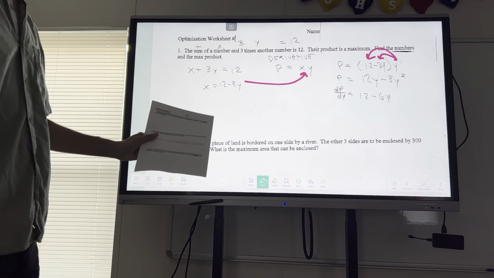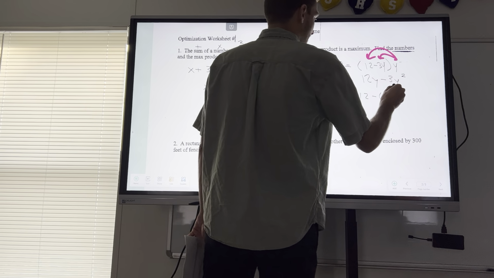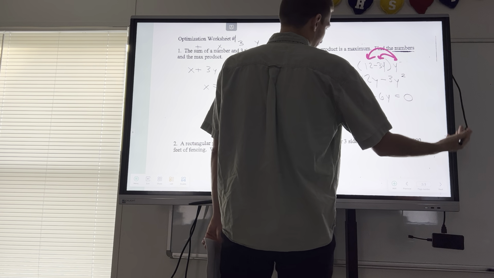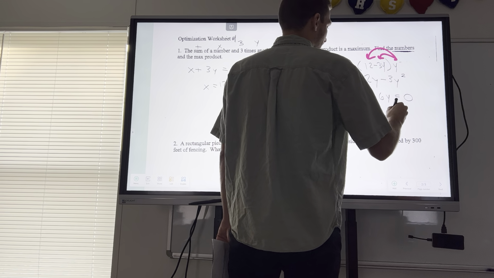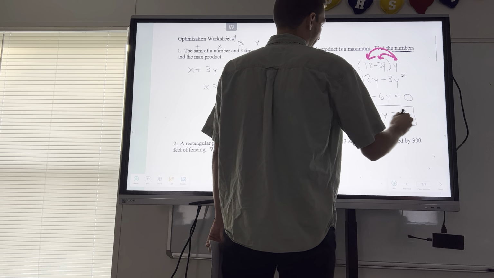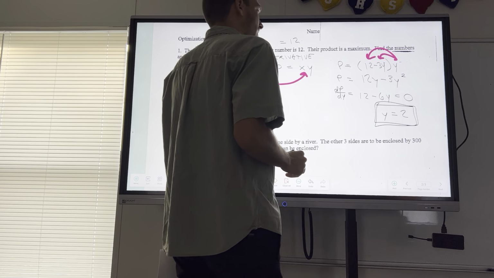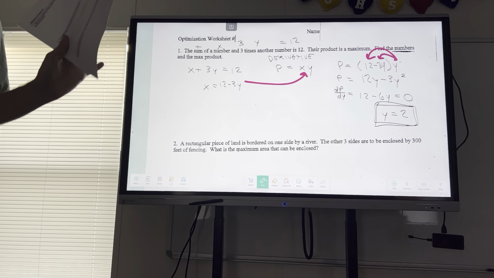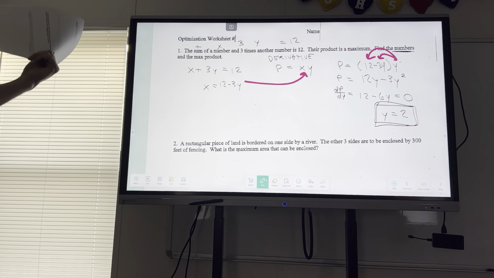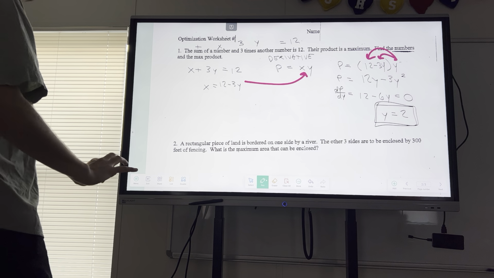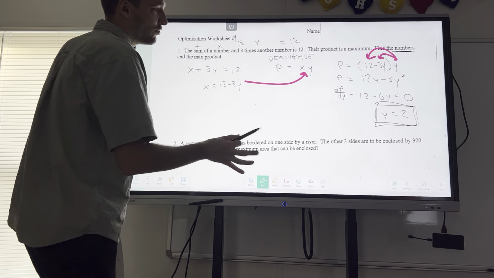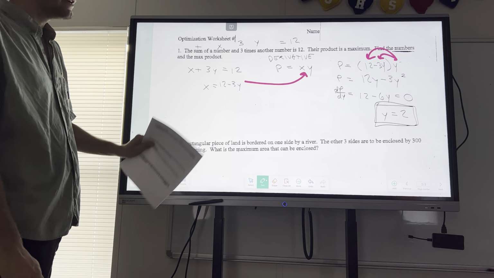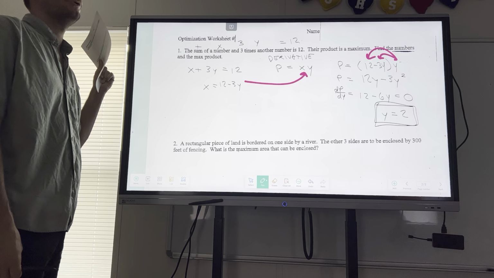I want to find whether this is a maximum or a minimum, so I set this equal to 0. Add 6y, divide by 6, y is equal to 2. All right, that is definitely a piece of an answer, but no guarantee that that is the answer. No guarantee that that's what we're really looking for. So always revisit the question and make sure you've answered it.